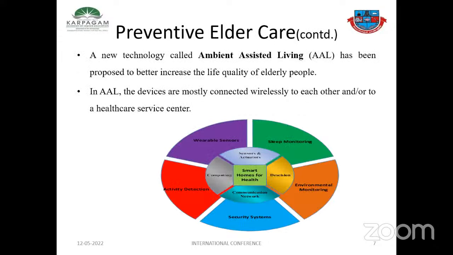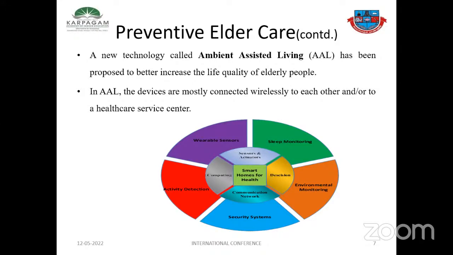The preventive elder care technology is called ambient assisted living. With this, we can connect people with sensors and environmental factors wirelessly connected with each other. The smart home environment consists of wearable sensors, sleep monitoring, environment monitoring, security system, and activity detection. These are all the activities involved with this preventive elder care system.